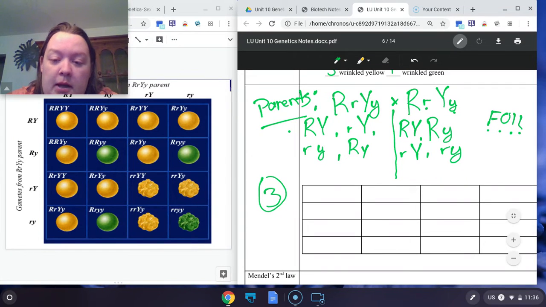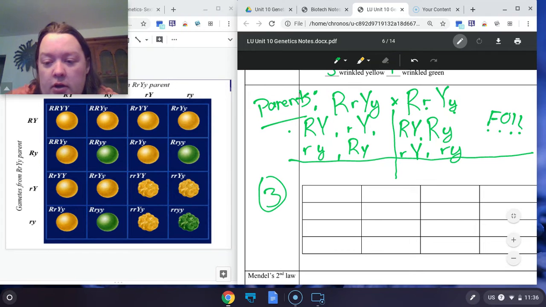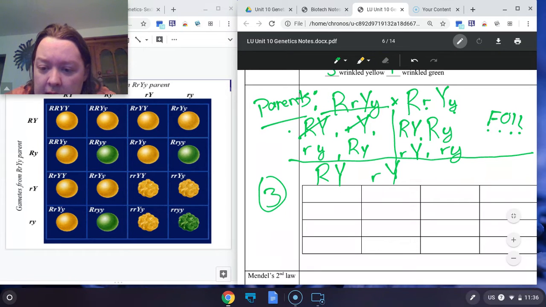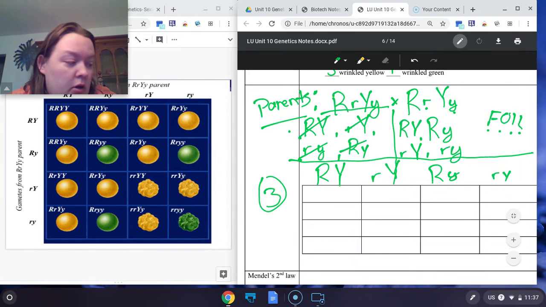Now I'm going to put parent 1 across the top. So parent 1 can pass down a big R and a big Y, or it can pass down a little r and a big Y, or it could pass down a little r and a little y, or it could pass down a big R and a little y. So that's parent 1.